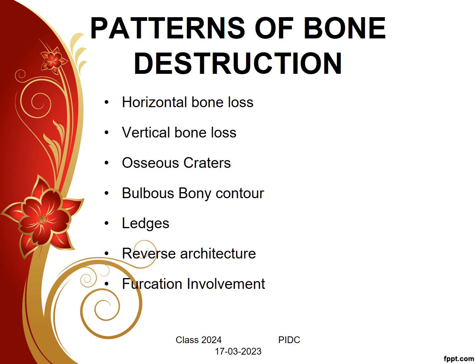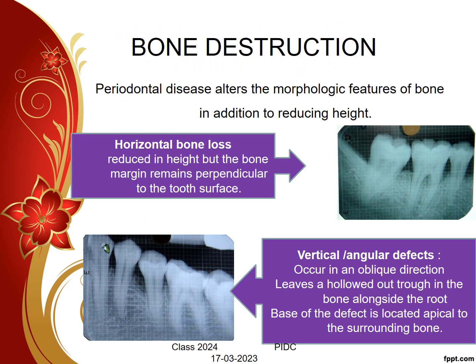Coming on to the patterns of bone destruction. You do have different patterns, and according to their names, you can see the kind of bone loss. Starting with horizontal bone loss. Here, horizontal bone loss means you will have a reduction in bone height, but the bone margin remains perpendicular to the long axis of the teeth. So this is called horizontal bone loss.